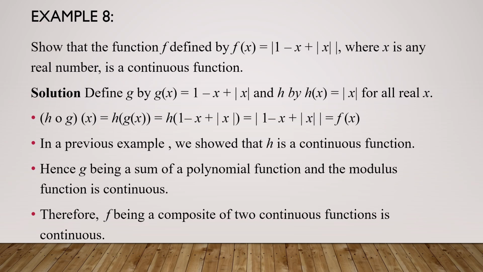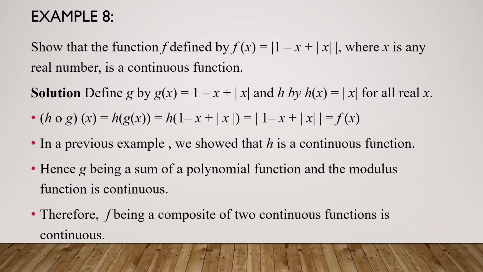So what will be h of g of x? It will be h of, what is g of x? 1 minus x plus mod x. And what does the function h do? It applies mod to whatever is there inside the bracket. So it will be mod of 1 minus x plus mod x, and this is nothing but our f(x). So we have shown that h of g of x is f(x).